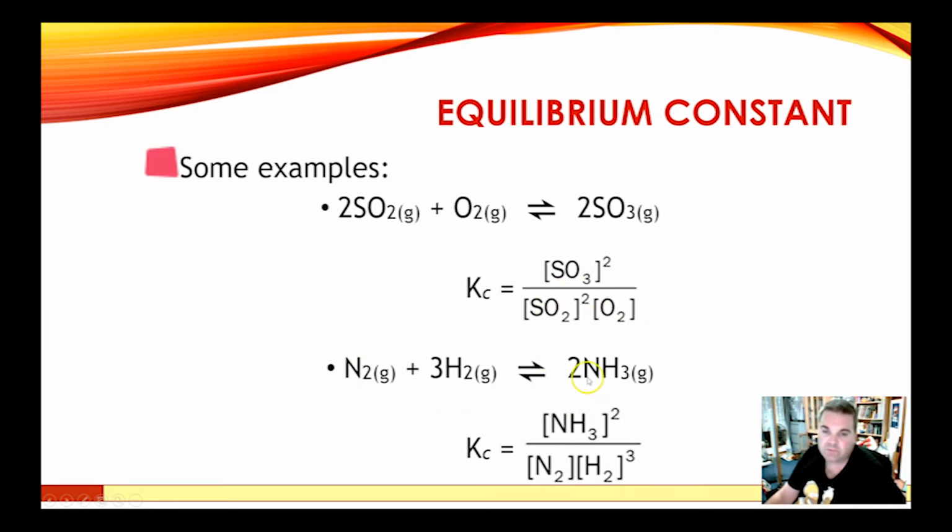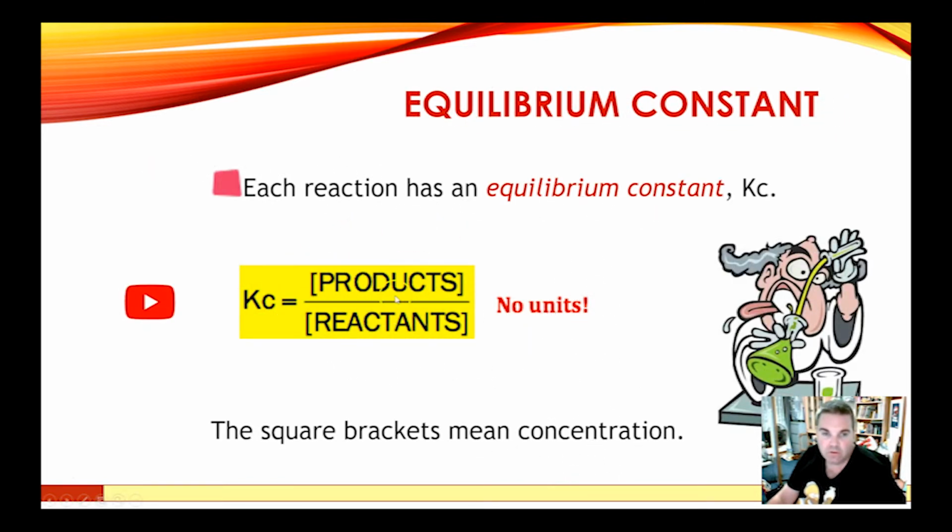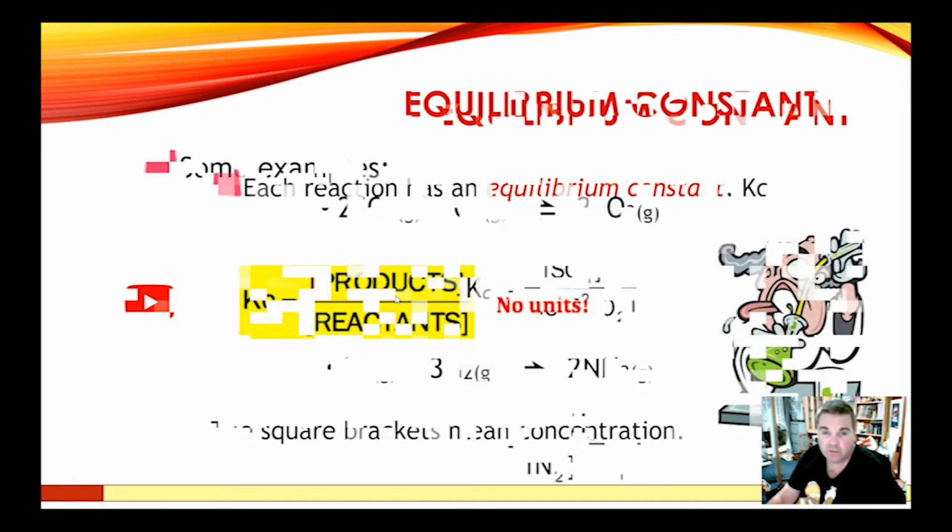Similarly for this one, the Haber process, a 2 for the ammonia as a product, a 3 for the hydrogen as one of the reactants, because there's a 3 out the front, and a 1 for the nitrogen. This works really well for both of these because all of these are gases, and I need to go through a couple of rules around what we include when we're doing this equation. There's a couple of things we do include, a couple of things we don't include.